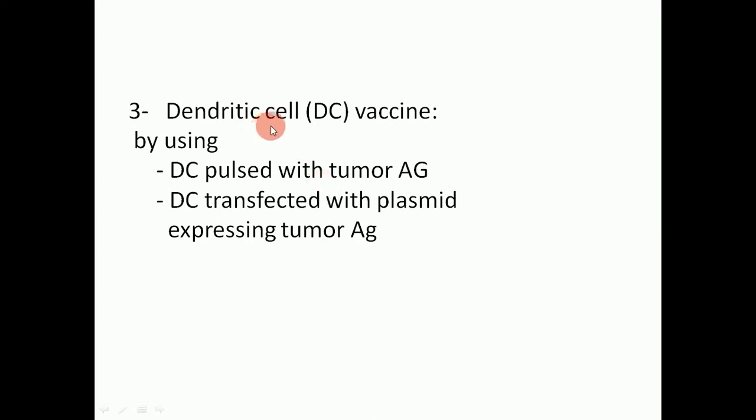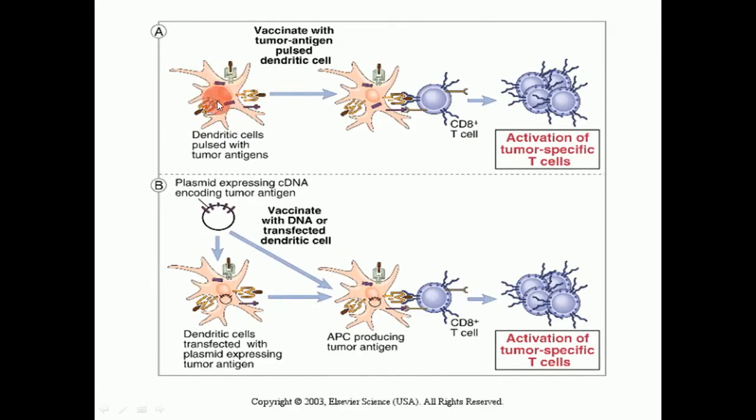Third, using dendritic cells as a vaccine, and these dendritic cells are pulsed with tumor antigen or transfected with a plasmid expressing the tumor antigen. So this is the dendritic cells pulsed with tumor antigen. We inject the antigen, so it will be expressed on the cell surface of these dendritic cells in association with MHC. This stimulates the T cytotoxic cells and leads to activation of tumor-specific T cells. That means not all T cells will proliferate, only those specific for this tumor antigen.